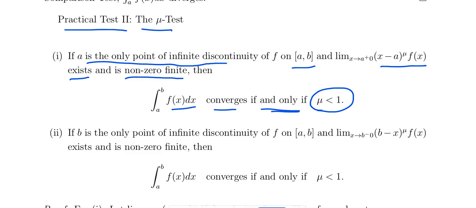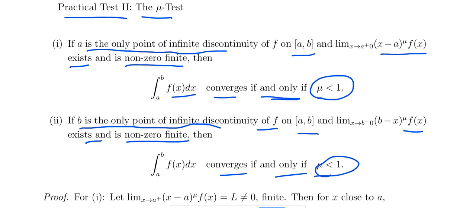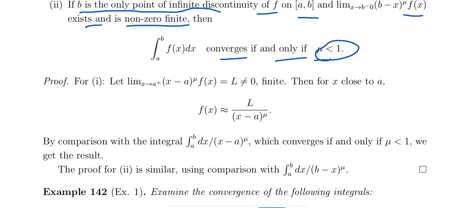In the same way, if b is the only point of infinite discontinuity of f on [a, b], then the limit as x tends to b minus 0 of (b minus x) to the power mu into f of x should exist, and if it is non-zero and finite, then the integral from a to b of f of x dx converges if and only if mu is less than 1. This result is very important. Regarding the Mu test, let's get the proof.